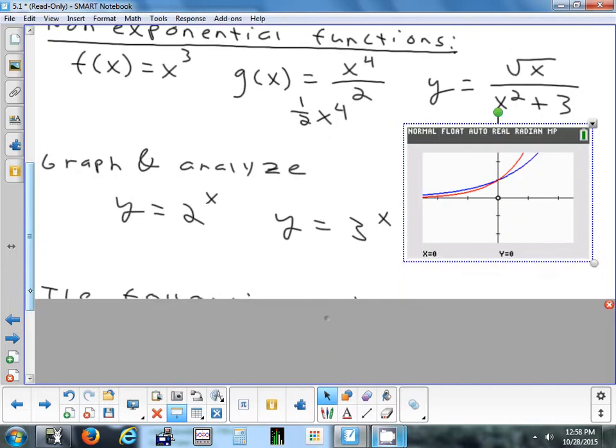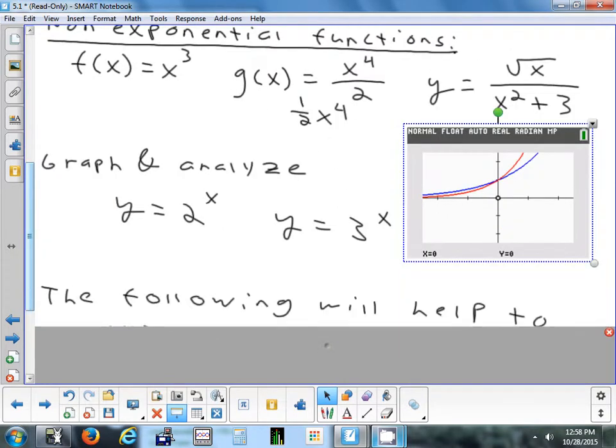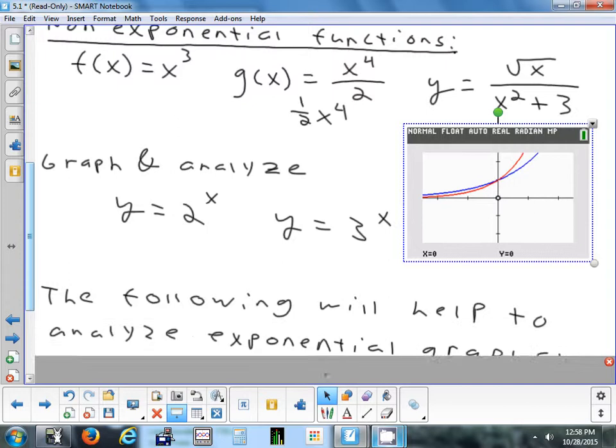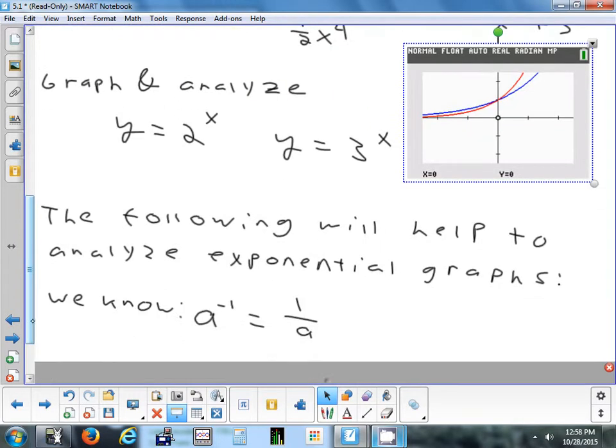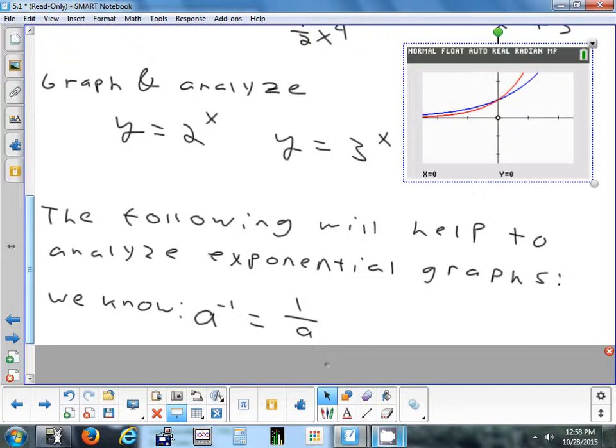Okay, so any questions looking at those graphs? All right, so let's look at this. We know anytime you have something raised to a negative 1, all you have to do is flip it, and we can make it positive. Okay.